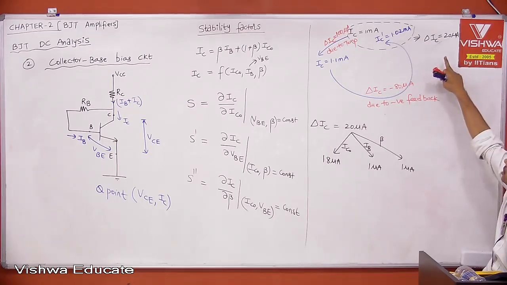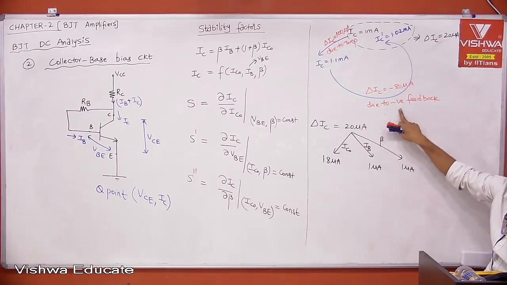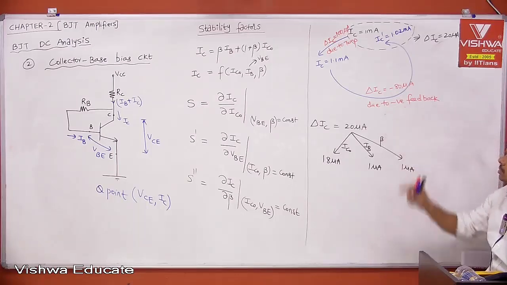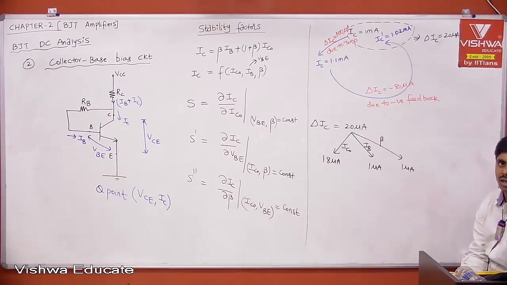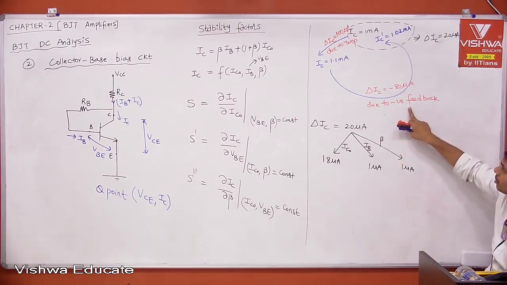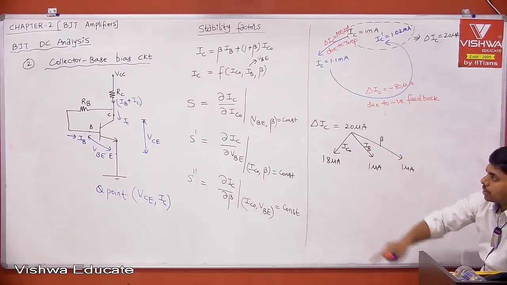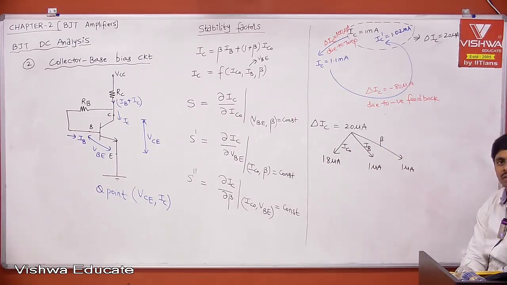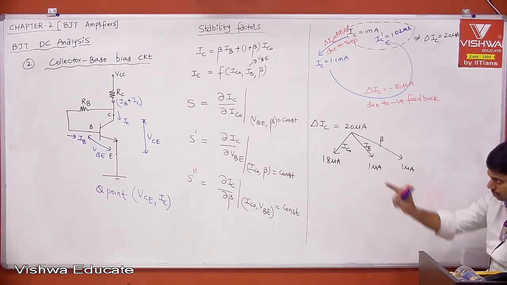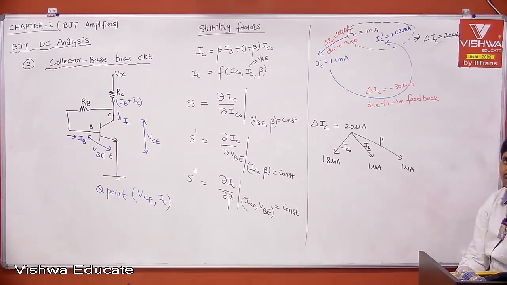Okay. Your change in IC is still there, even though negative feedback is there, because negative feedback is not 100% compensating your change in IC. If it is compensating the change in IC 100%, your stability factor will be 0, S dash will be 0, S double dash will be 0, everything will be 0. But practically it is not. Why it is not? We will see from mathematical analysis.